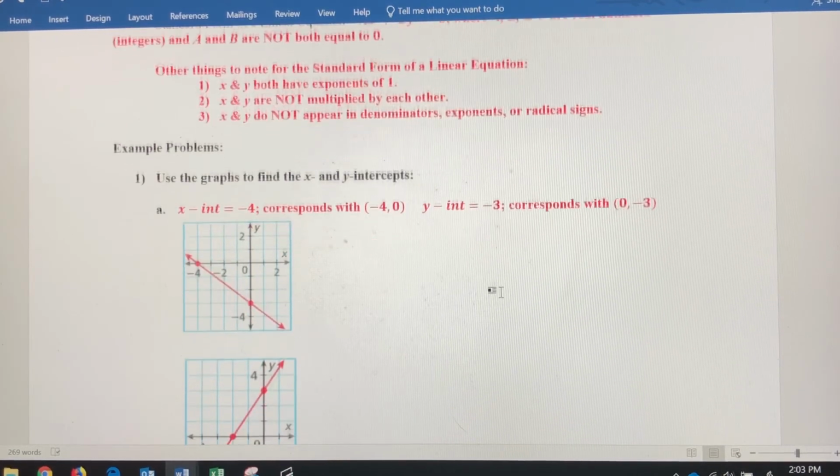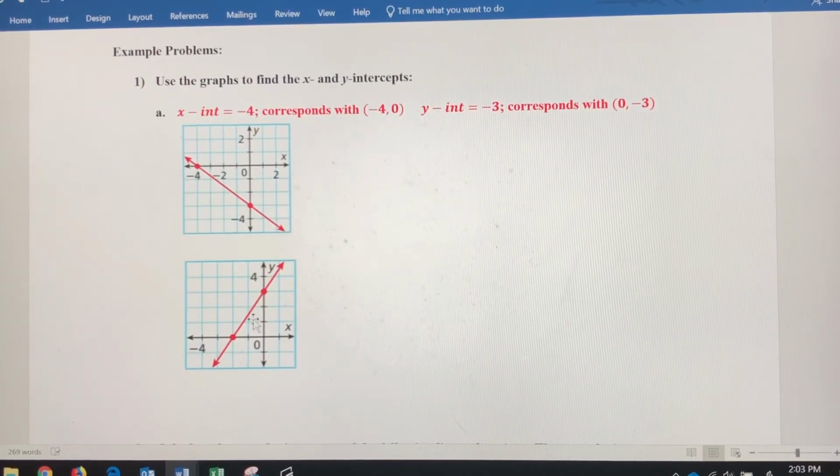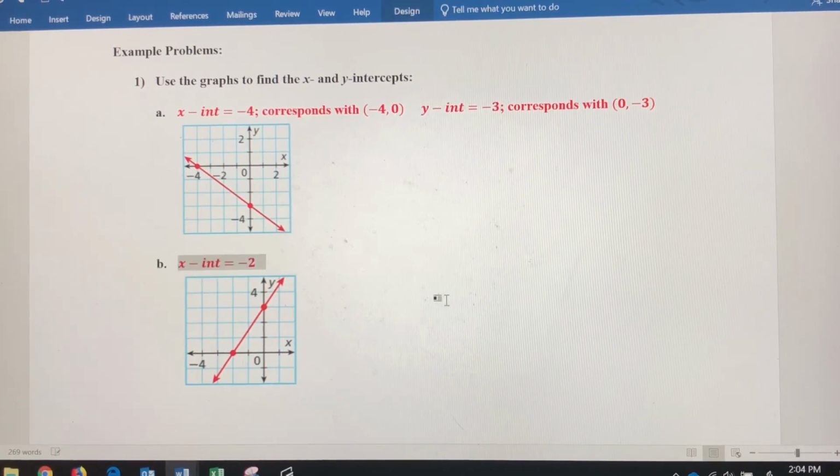Pause the video here and try this second graph. Try to determine the x-intercept and the y-intercept, and then come back and check your work. Okay, so the x-axis is here. Again, it's a linear function because we have a graph of a line. It crosses the x-axis at this point. We're left of the origin, 1 unit, 2 units, so the x-intercept is -2, which corresponds to the ordered pair (-2, 0).